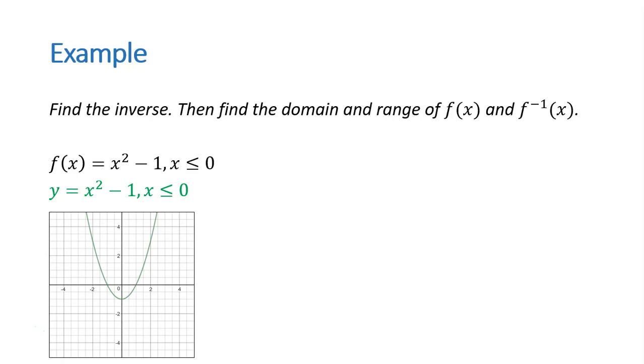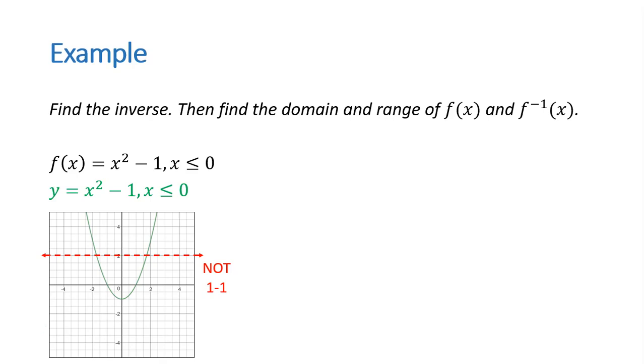Now, what's the problem with this graph? The problem is that it is not one-to-one. It doesn't pass the horizontal line test. So based on how we've defined functions, our requirement is that we're starting with something that's one-to-one. Well, this function is not one-to-one. It fails the horizontal line test. This is where that x less than or equal to 0 comes in.